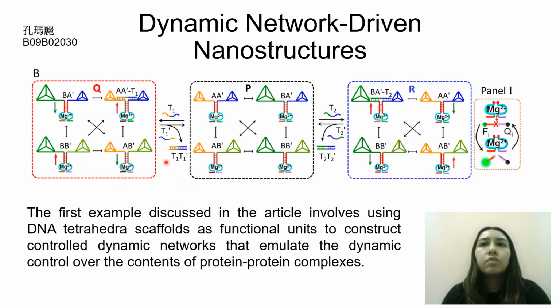So the reverse displacement of T1 by the counter fuel strand recovers CDNP. Treatment of CDNP with T2, which stabilizes constituent BA prime, results in the reconfiguration of CDNP to CDNR, where constituents BA prime and AB prime are upregulated and constituents A prime and AB prime are downregulated.